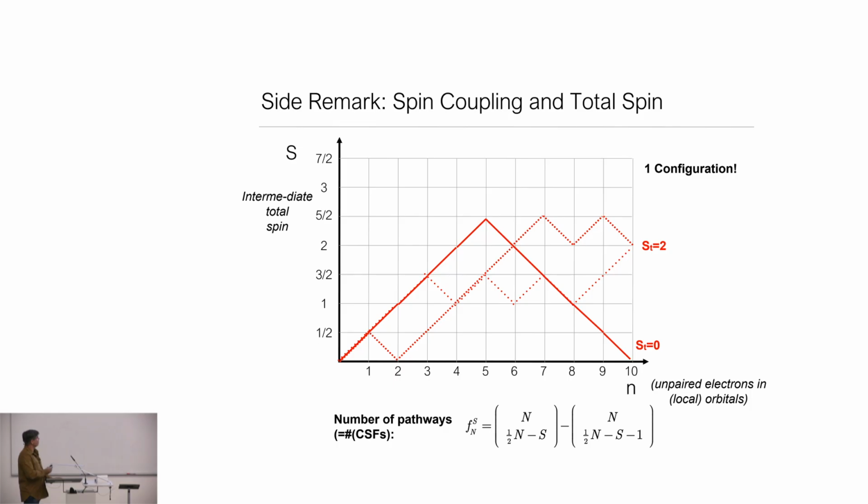Of course the mathematicians have worked out how many walks you can take through that branching diagram to arrive at a given total spin, and that number is called f(S,N), where S is the desired final total spin and N is the number of unpaired electrons, and it's just the difference between the two binomial coefficients here.